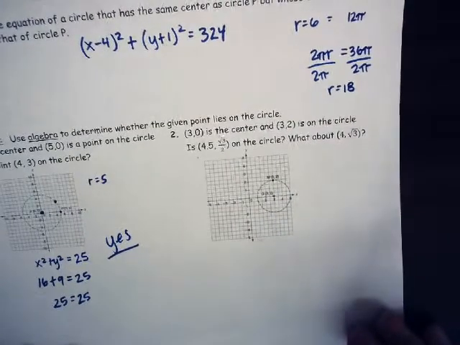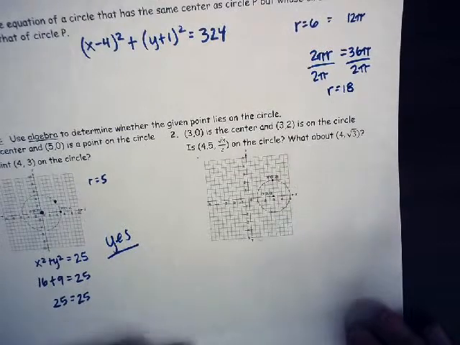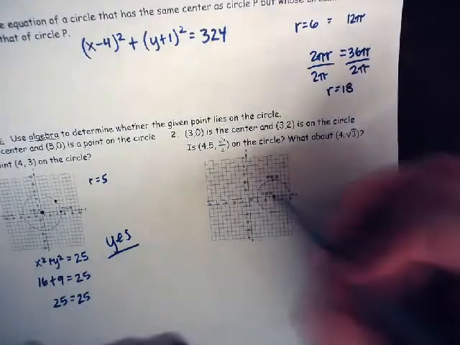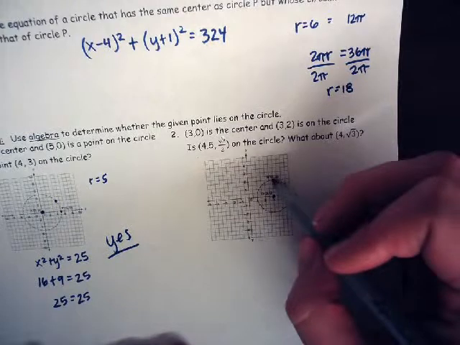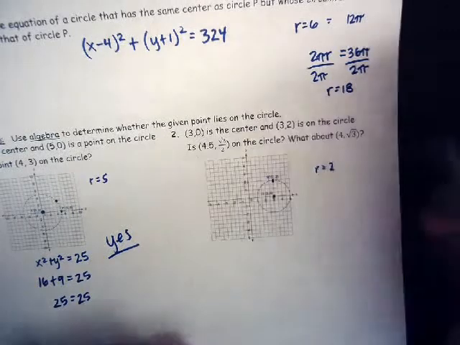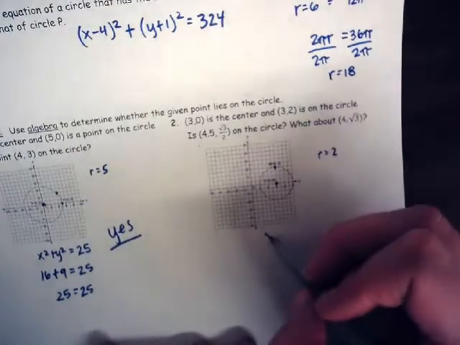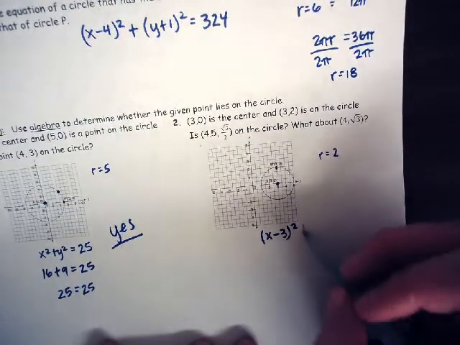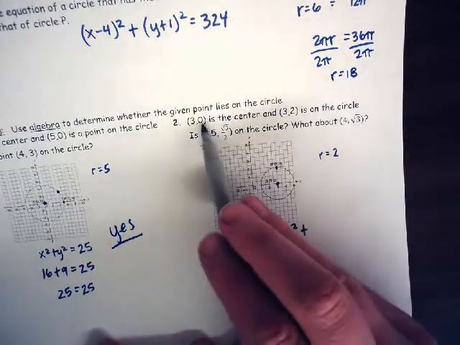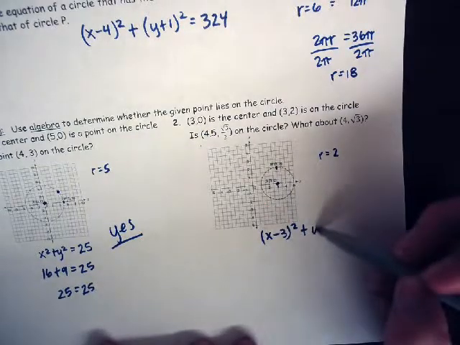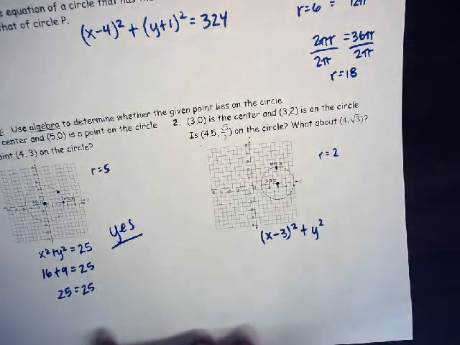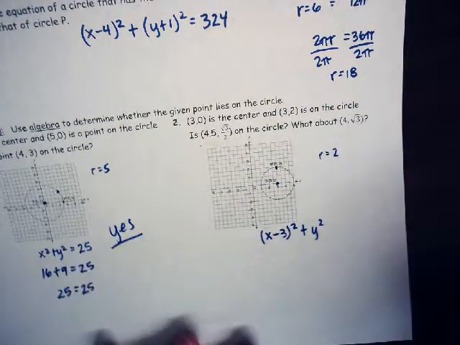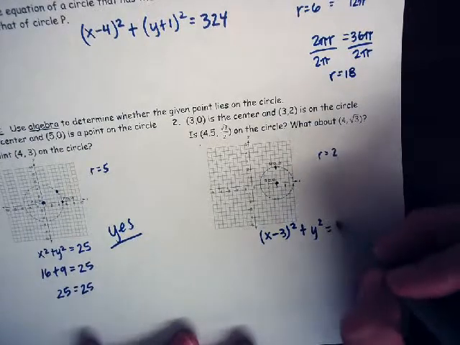Okay, let's try this next one. (3, 0) is the center, so that's right here. And (3, 2) is a point on the circle. So I know my radius is 2. So let's first write the equation of the circle. So it'd be (x - 3) squared plus, now if it's y minus 0, I can just write y squared. I don't need to put y minus 0 because subtracting 0 from y gives me y. And that's going to equal 2 squared, which is 4.